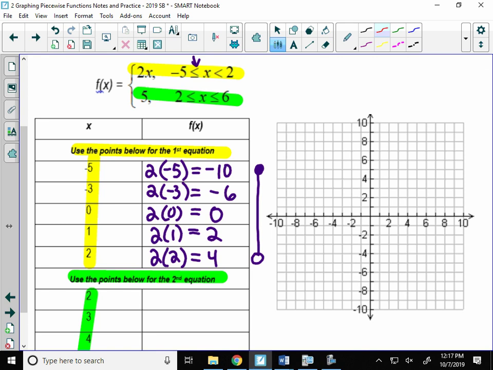So let's graph these points. I have -5, -10. That's a closed dot. -3, -6. 0, 0. 1, 2. And then 2, 4 we graph as an open dot. And I'm not going to be too worried about precision here. Just connect them the best you can. I know I didn't hand out rulers. I can give them if you're really concerned about it. But that's our line segment. Do you agree? Do you look okay?